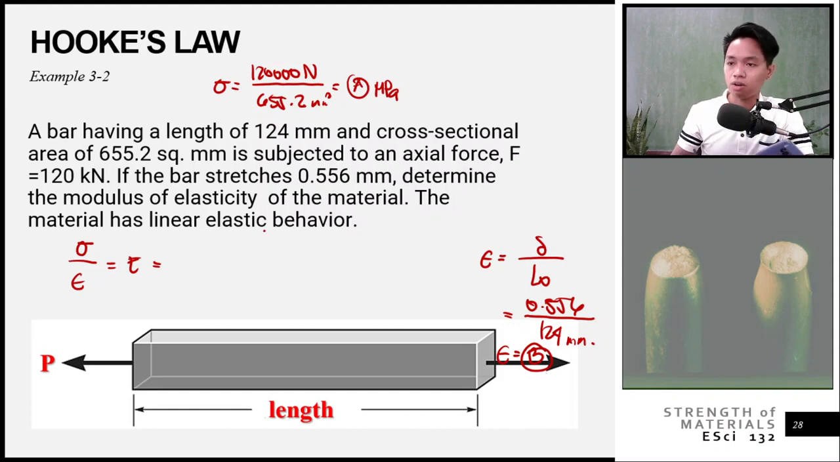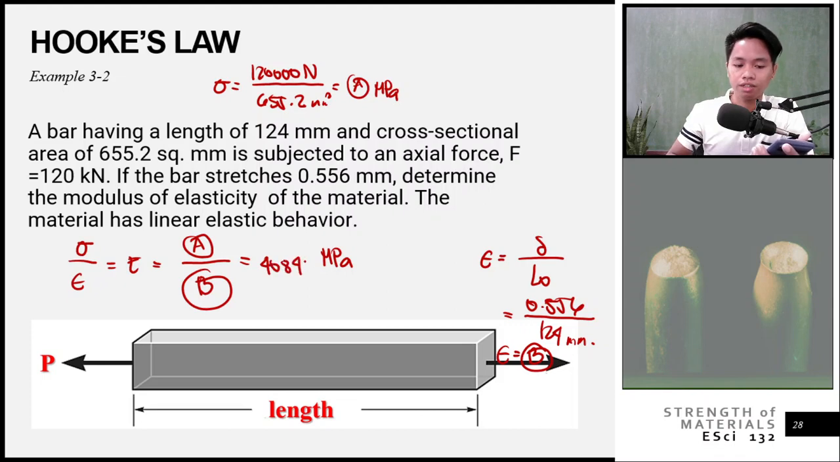For what we need now, it is very simple. That would be your stress over strain, so whatever value is in A divided by the value in B. That is how simple Hooke's law is. So that would be A over B. And whatever unit stress has, that would also be the unit of the answer. Since stress is in MPa, the answer is also in MPa. That would be 40,846.44, which is quite big.